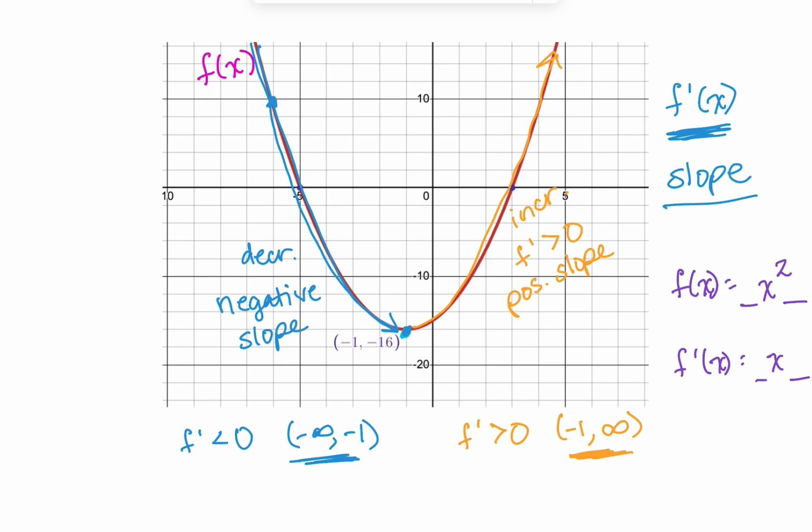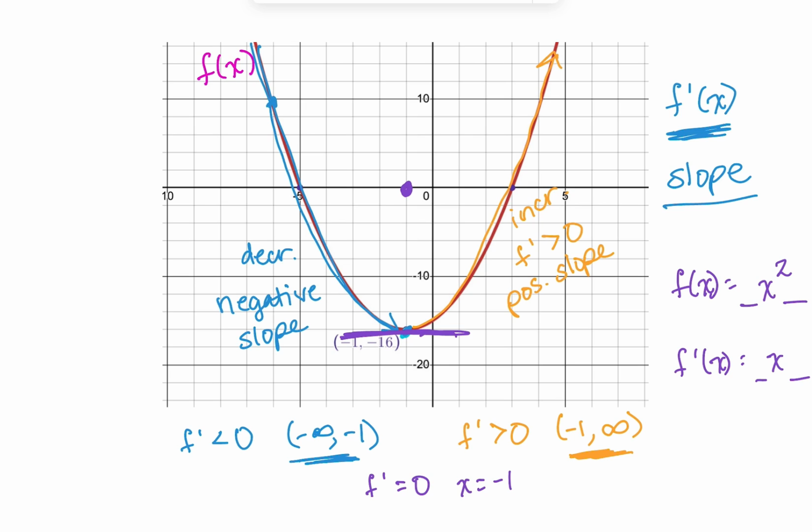It's going to start out negative and then end positive, which means -1 is where that change happens. So at -1, f prime is equal to 0. Now, we know that also because if we think about tangent lines, here at the vertex, there's going to be a horizontal tangent, and a horizontal tangent has a slope of 0. So this tells me that f prime is equal to 0 at x equals -1.